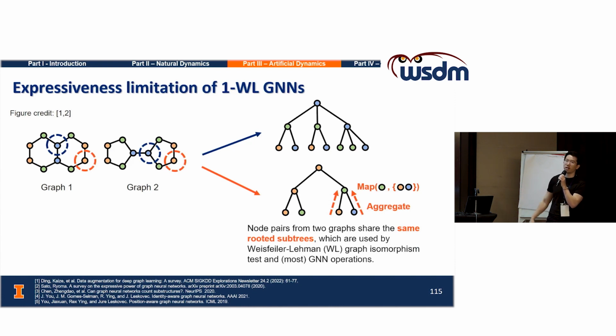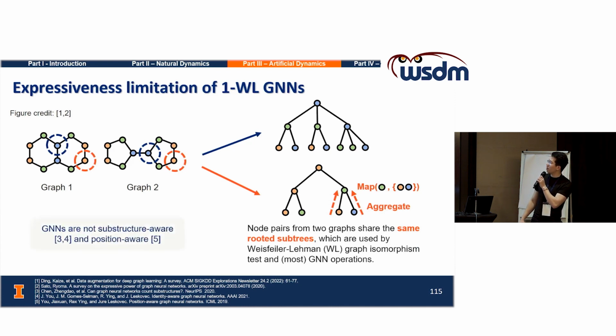Okay, so after this background, we know that graph neural networks cannot distinguish node pairs from two different graphs. In these settings, graph 1 and graph 2 have exactly the same number of nodes, and we can always find node pairs sharing the same rooted tree from graph 1 and graph 2. So if we generate graph embeddings for graph 1 and graph 2, the final graph embeddings will always be the same.